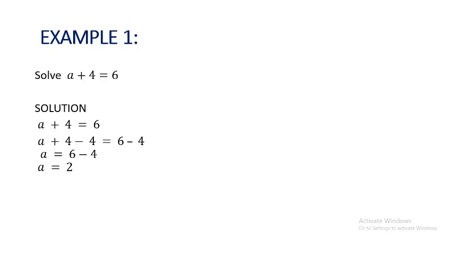Remember, whatever we are going to do on the left hand side should also be done on the right hand side. So a plus 4 minus 4 is equal to 6 minus 4. And then a is equal to 6 minus 4. Why? Plus 4 minus 4, the answer is 0. So we are remaining with a. That's why a is equal to 6 minus 4. So 6 minus 4, the answer is 2. Therefore, the value of a is 2. So that's how we find the value of unknown numbers in equations.